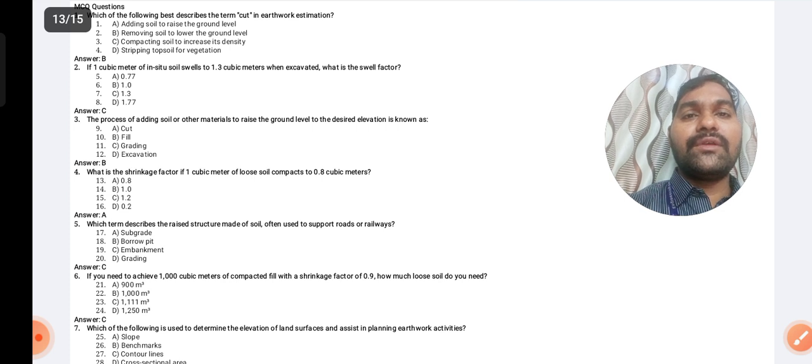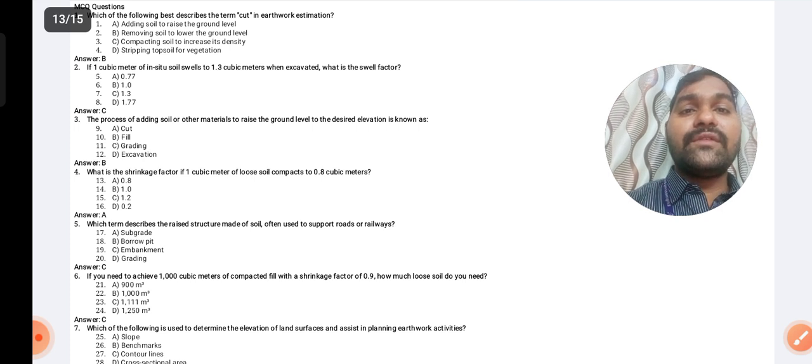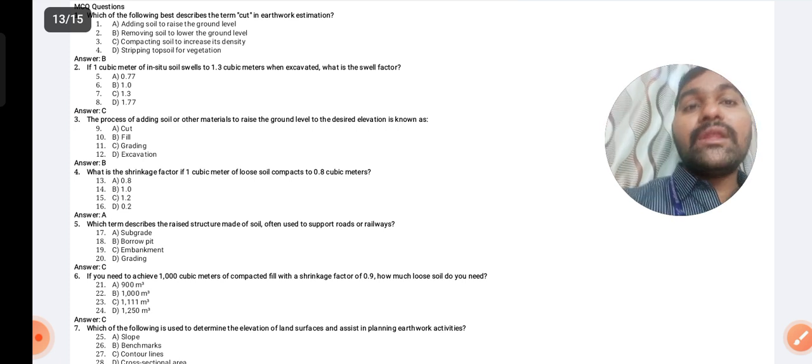If you see the first MCQ: which one of the following best describes the term cut in earthwork excavation? Option 1, adding soil to raise the ground level; removing soil to lower the ground level; compacting the soil to increase the density; and stripping the top surface of the soil. Removing the soil to make the ground level lower, so option B is the right answer.